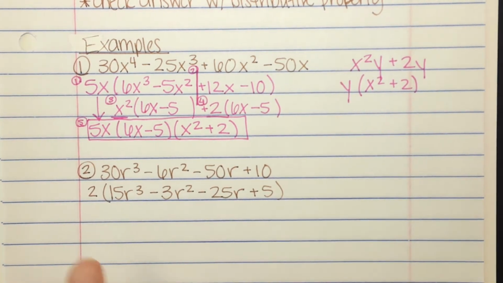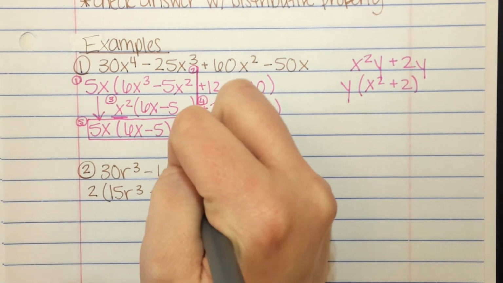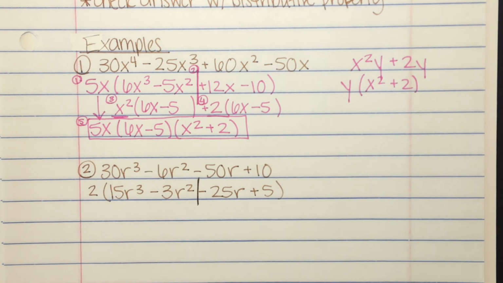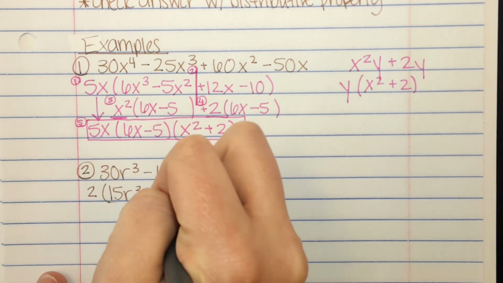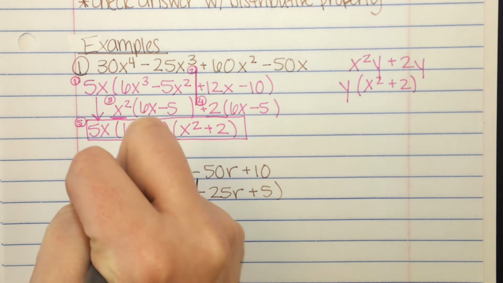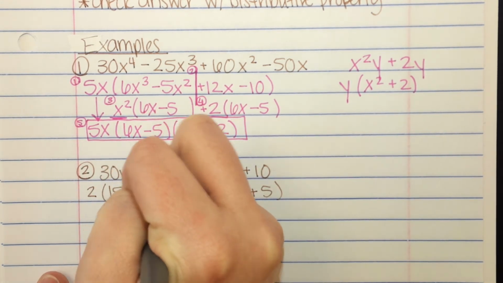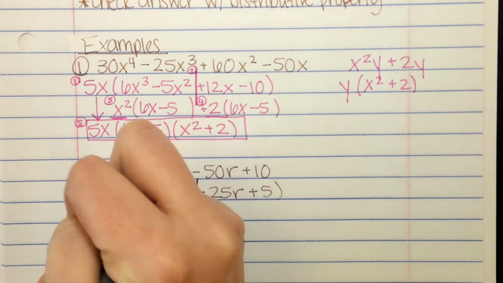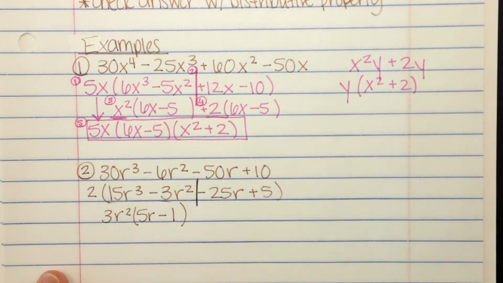Okay, so now we can move on to step number 2. We're going to split what's in parentheses in half. Okay, and we're going to factor out the GCF. So on the first side, we have 15 and 3. So we can pull out a 3, and then we can pull out r squared. So 15 divided by 3 is 5, and we have 1 r left. Negative 3 divided by 3 is negative 1, and we took out all the r's.